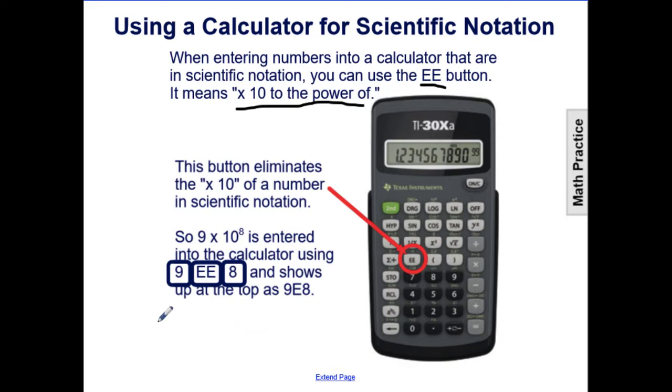So for example, 9 times 10 to the 8th is entered into the calculator using the 9 button, the EE button, and the 8 button, and shows up at the top as 9E8. We have to think that calculators can help when making calculations in scientific notation, but we want to know when it's most helpful to use the calculators and think of the limitations it may have.